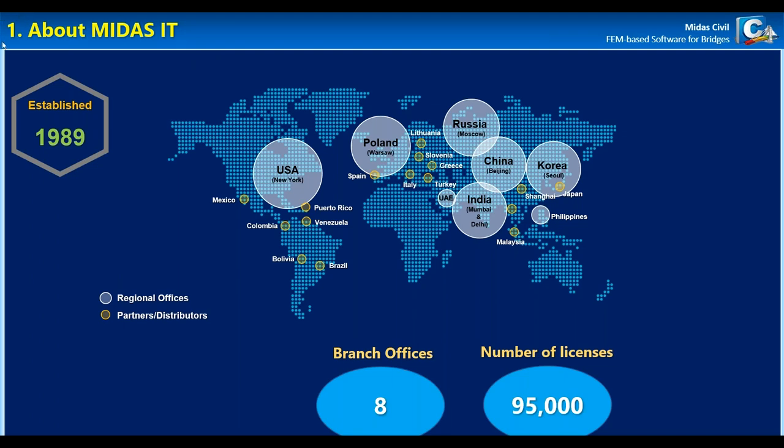Okay, so I'm going to introduce very quickly the company, and I hope that you will understand very well what we do and what solution we provide to engineers all over the world. So Midas company was established in 1989 in Korea, and it has 8 branches all over the world. And the number of licenses we distributed is more than 95,000 licenses. So the big offices we have are in the USA, Poland, Russia, China, Korea, and India. So now I'm in Korea, Seoul, and it's the place where I'm doing this webinar.